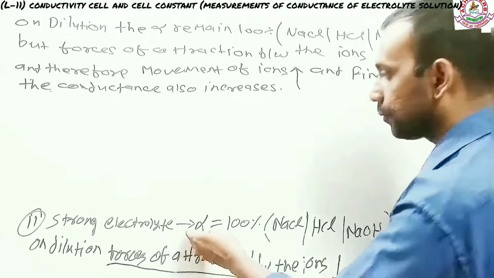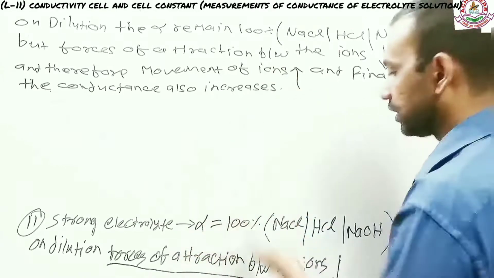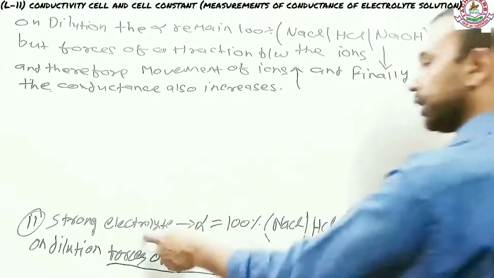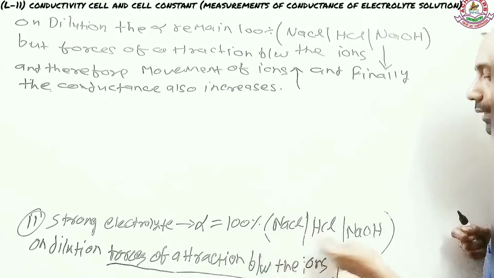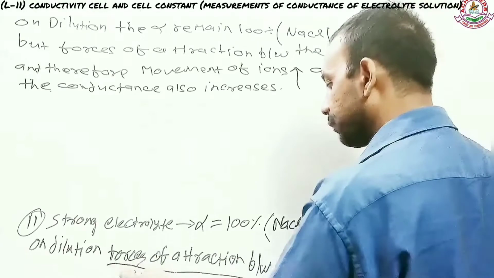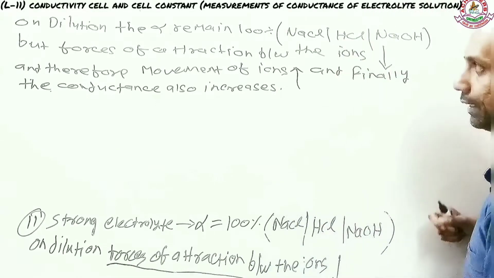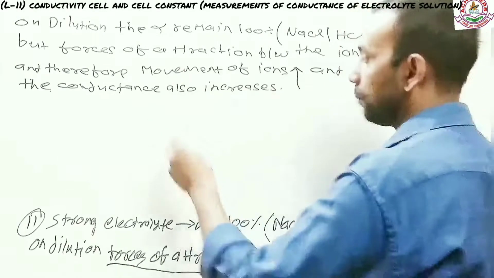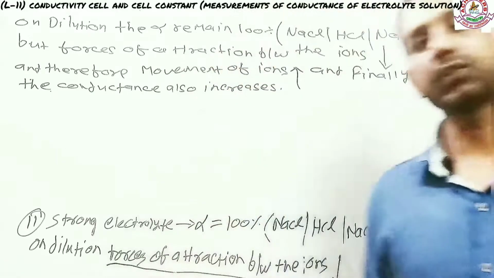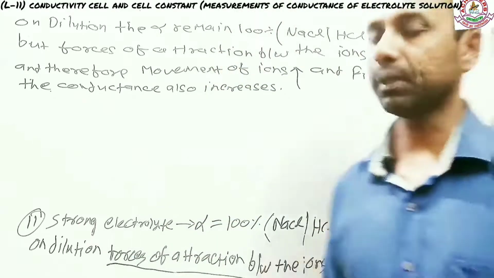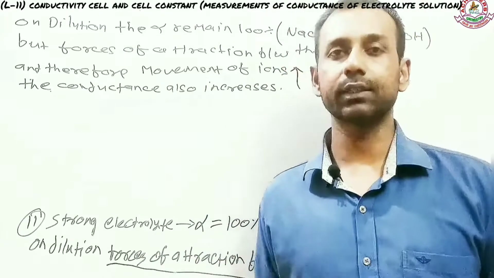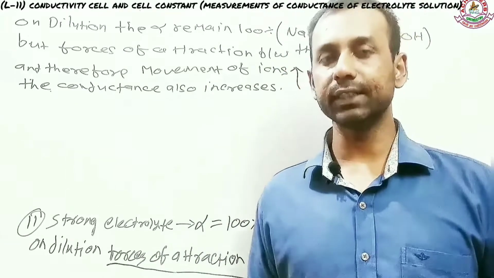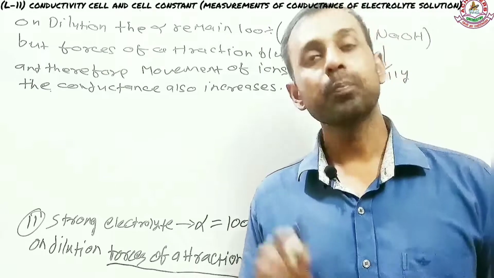I have mentioned the same thing here. For a strong electrolyte, alpha is already 100%. What are strong electrolytes? NaCl, HCl, NaOH. So on diluting, the force of attraction between the ions decreases. I've repeated the same thing right over here. Because the forces of attraction decrease, the ions move faster and faster. And if movement of the ions increases, the conductance will also increase.